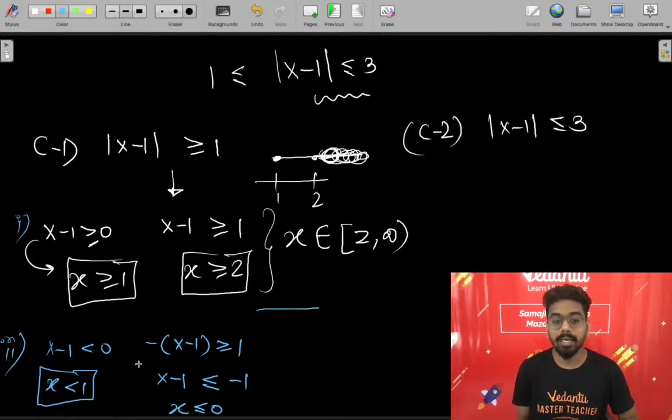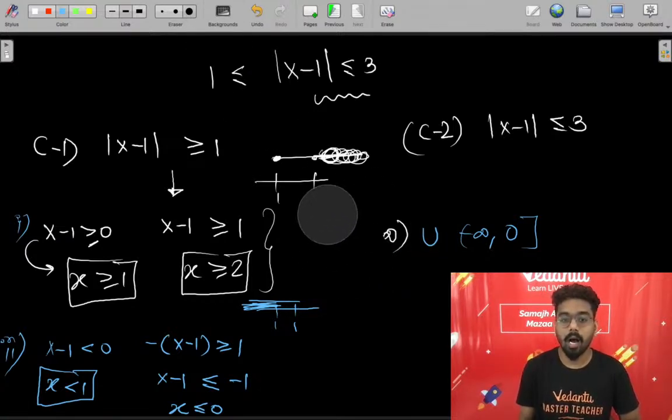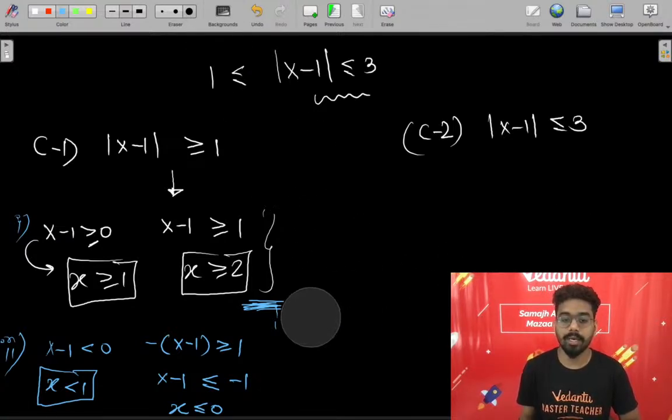Draw the number line. This is saying x less than 1. This is saying x less than equal to 0. So ultimately your solution over here is x will be from minus infinity to 0, and 0 included. So how will you write down the final solution of case 1?